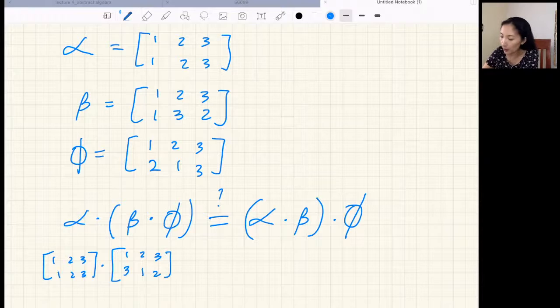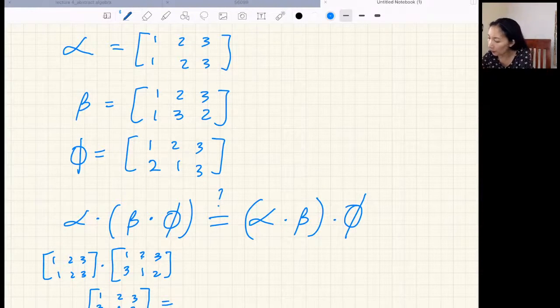Finally, what will this be? 1, 2, 3. 1 is mapped to 3, and 3 is mapped to 3. 2 is mapped to 1, and 1 is mapped to 1. 3 is mapped to 2. So 3, 1, 2, which is in fact the result. Let me compare it with this.